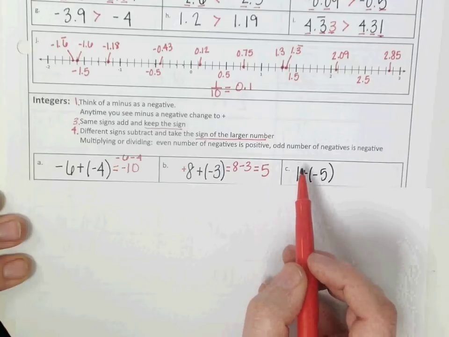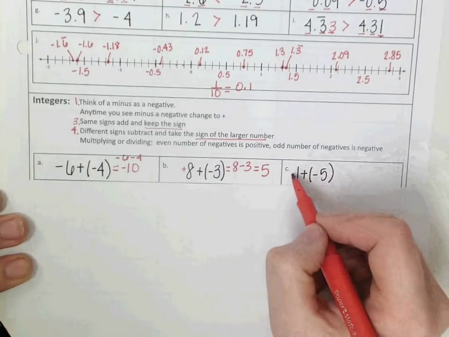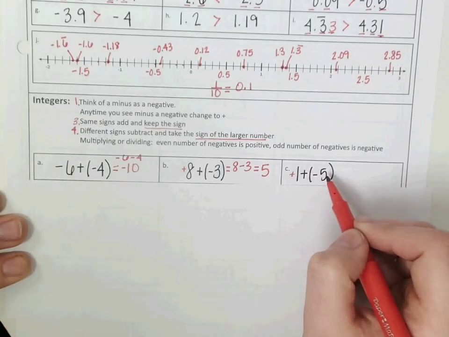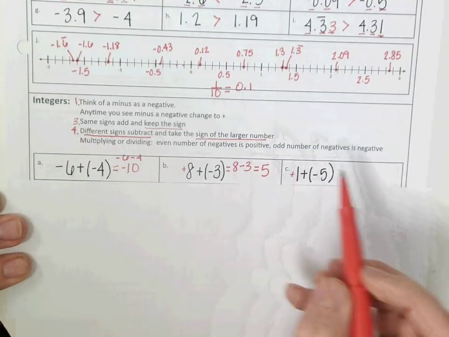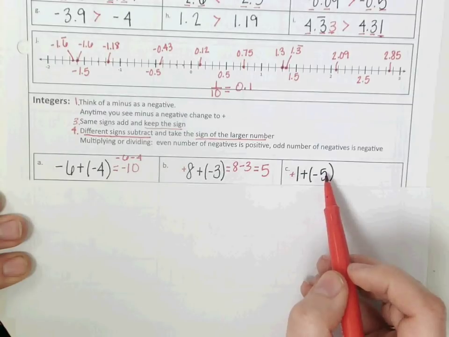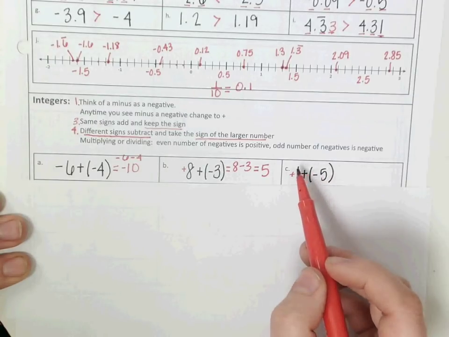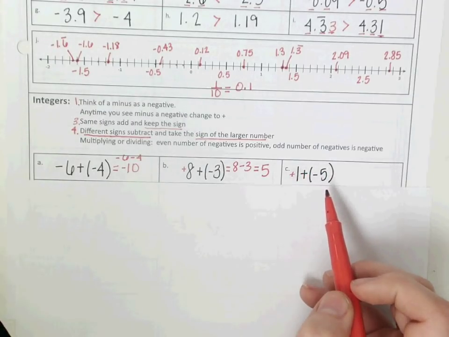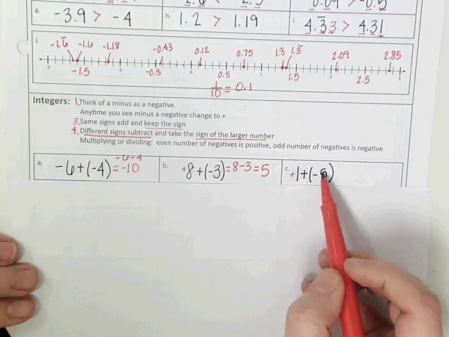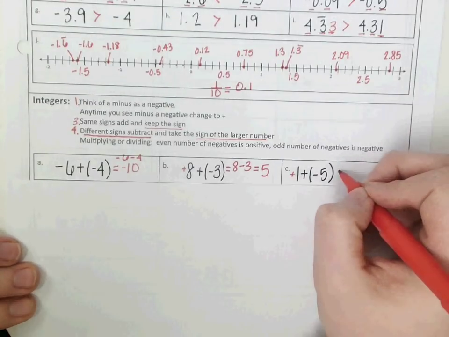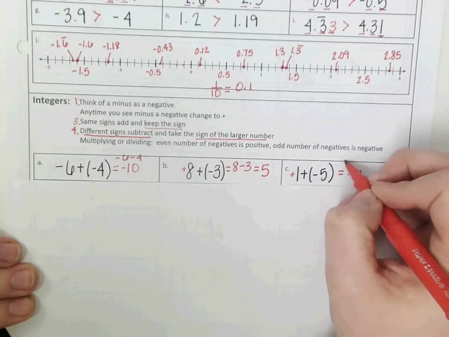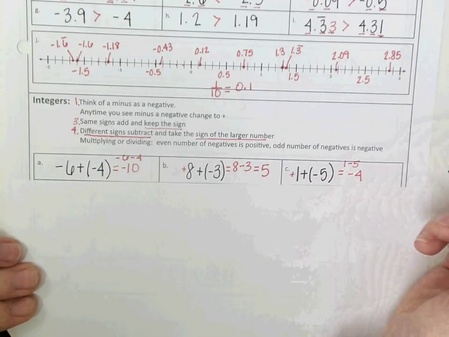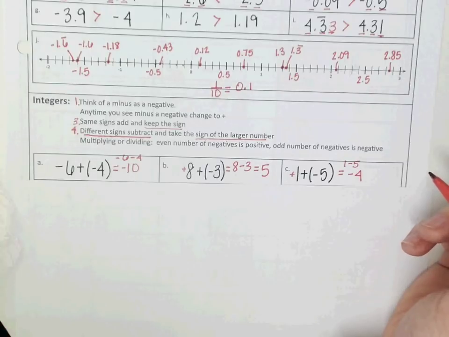Okay, part C uses that same rule. We have different signs. The 1 is positive, the 5 is negative. So for different signs, we subtract. And you can do this in any order. I could have done 5 minus 1, and I know 5 minus 1 is 4. However, 5 is negative, and it's my bigger number. So this is going to be negative 4. Now, some of you would have liked to rewrite this as 1 minus 5, and you could have thought of that right away as being negative 4. That's also fine to do.